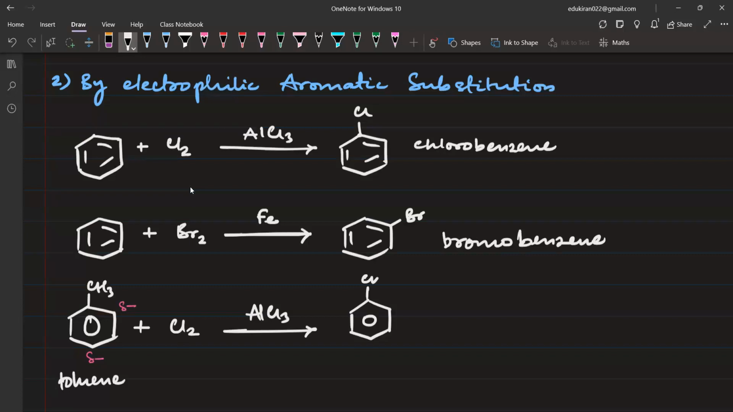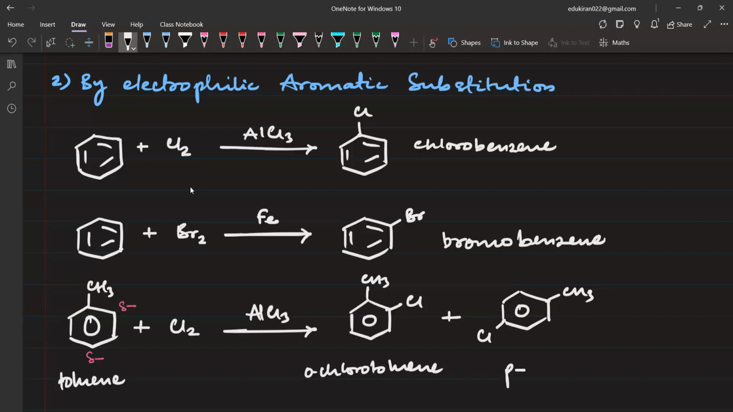The CH3 will stay where it is, and we will have a Cl atom here. This is ortho substituted toluene. For para substituted toluene, you'll have CH3 as it is here, and the Cl will be here. So this is o-chlorotoluene, and this will be p-chlorotoluene. After the p, write chlorotoluene. Okay, write this down. Raise your hand once you are done.